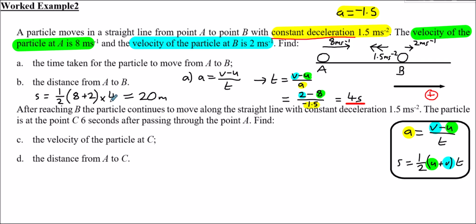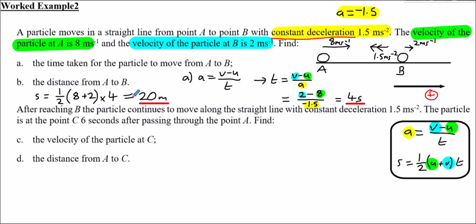Half of 4 is 2, then 2 times what's in the brackets, which is 10. 2 times 10 is 20. I'm being slightly foolish there. I should have used a calculator, because a calculator is the safest way, but that wasn't too bad just to do mentally. We're now given a bit more information.